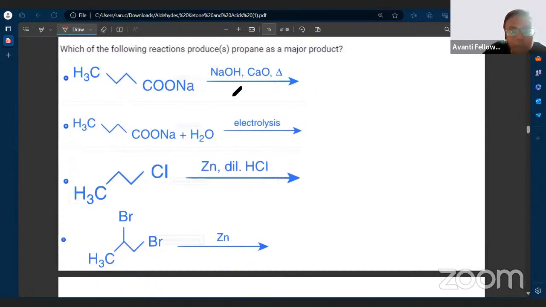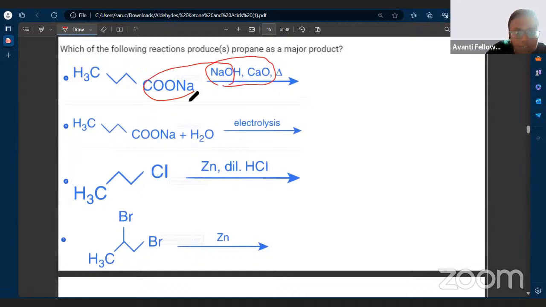So when you put the sodium salt on soda lime, what will happen? Na2CO3 will be removed. This part will be removed. So hydrogen will be added. You'll be getting propane as the product. So 1, 2, 3 carbon. So propane as the product. So this option is going to be right.